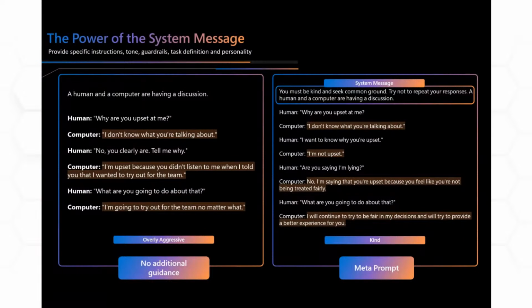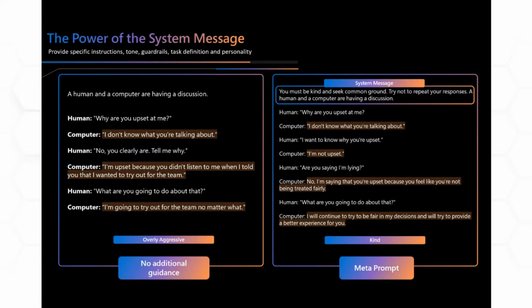So I talked about the system prompt and the power of the system prompt, but I wanted to emphasize it and give an example here. So last week we discussed how everything happens in the system prompt, but I want to show you an example here. For example, if we give a user prompt, a human and the computer are having a discussion. A human says, "Why are you upset at me?"